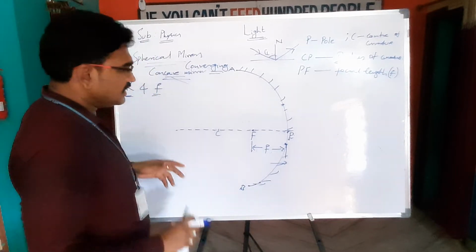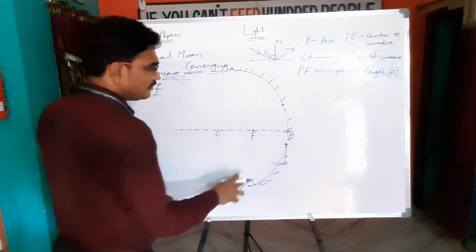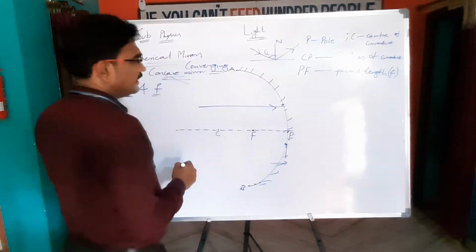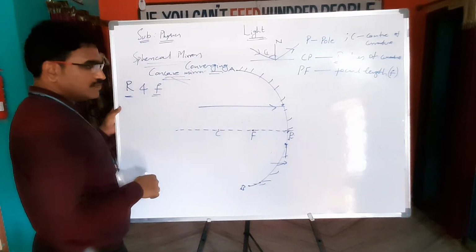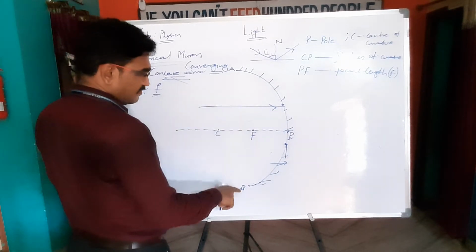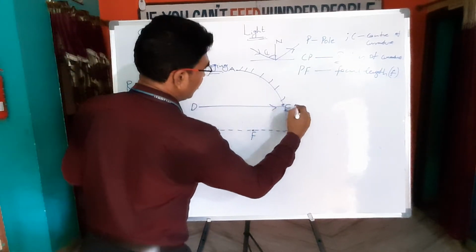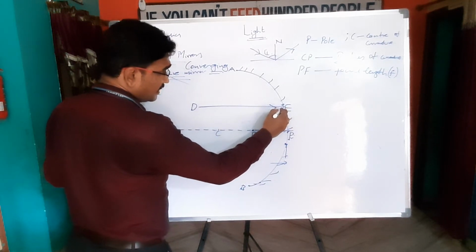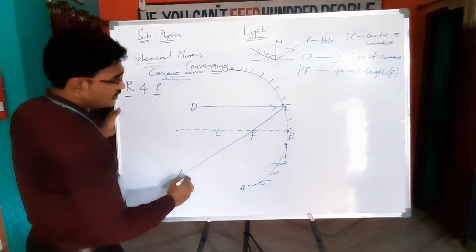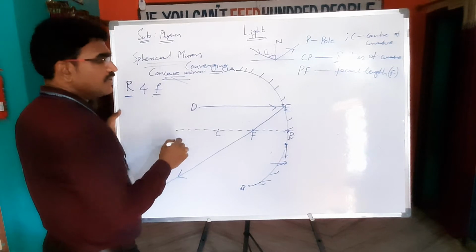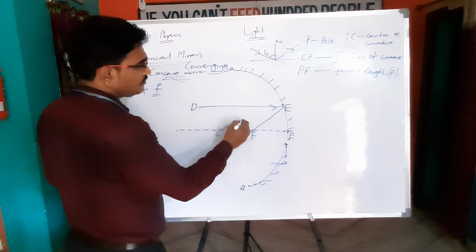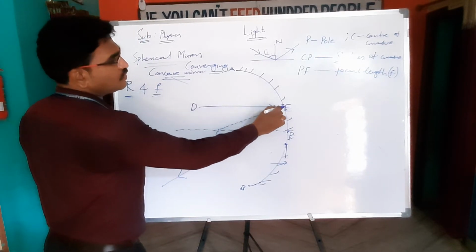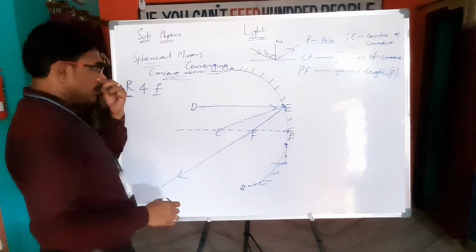Here I want to discuss one point. I have taken an incident ray which is parallel to the principal axis, and let me name it A, B, C, D, E. After striking, it will pass through this point, the principal focus, as we have discussed. If you have any doubt, draw a line from C to that point. What is this point? This point is the point of incidence. D is the incident ray.